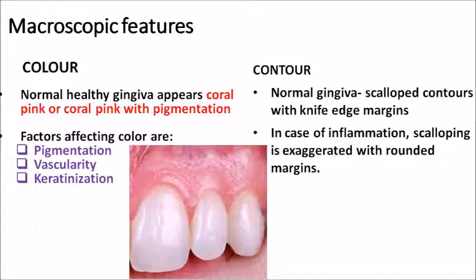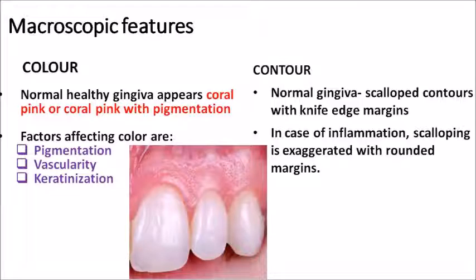We learned about the features of the epithelium, we learned about the connective tissue. Coming to the macroscopic features, or what we can see, of gingiva. First feature is color. Normal healthy gingiva appears coral pink with melanin pigmentation. What are the 3 major factors affecting the color of gingiva? This can be asked as an all-except question. Factors affecting color of the gingiva are pigmentation, that is, how much melanin pigmentation that individual has, vascularity and keratinization.